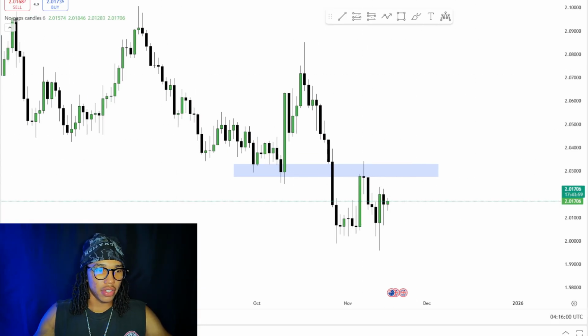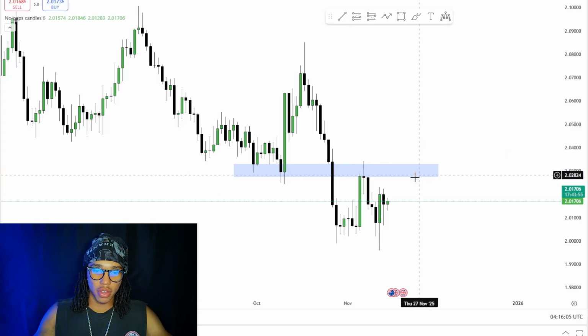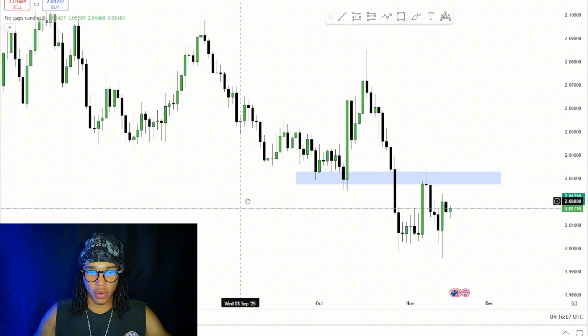And you don't want your area of interest to be more than 60 pips. As you guys can see, this one is 57. You want it to be fairly small and fairly tight. You don't want it more than 60 pips.